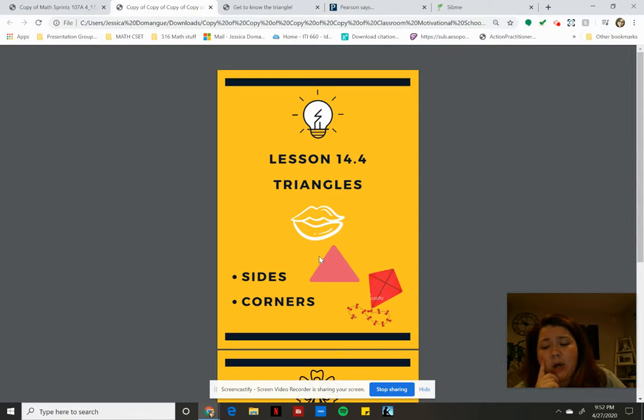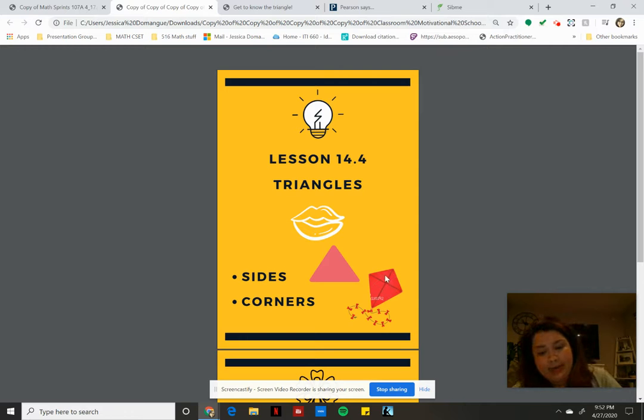So, how can I tell that these shapes have triangles in them? I can tell with our two academic words, sides and corners. So if you look at that pink triangle, you can see that it has 1, 2, 3 sides. If you look at the corners, the part where the edges come together, I can see that it has 1, 2, 3 corners. So I know that that shape is a triangle.